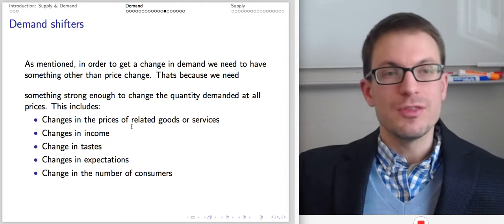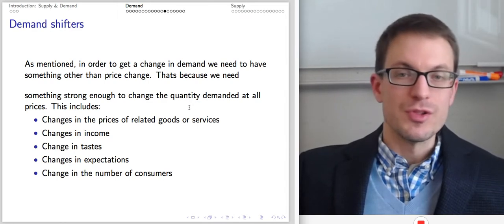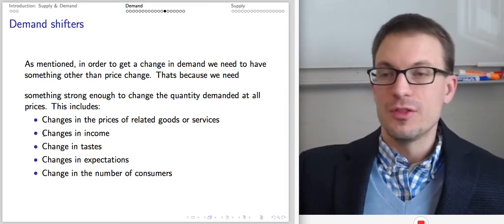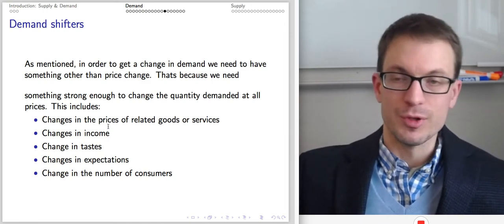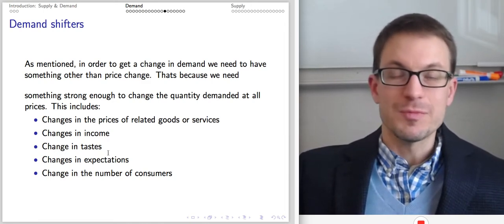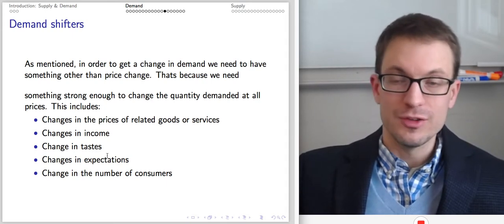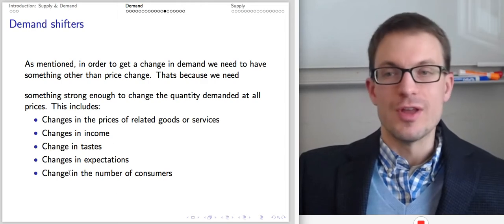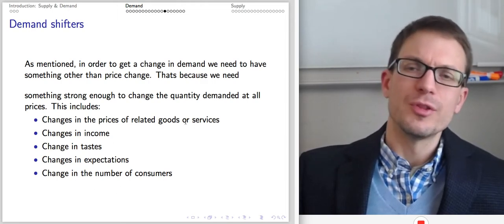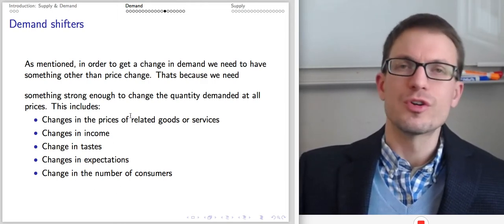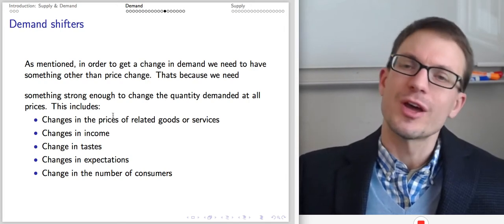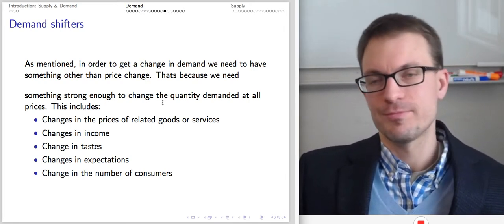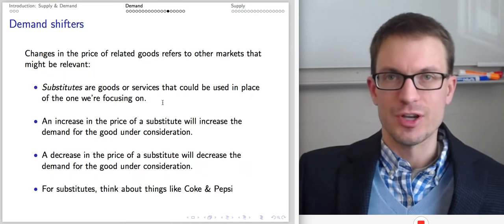So this is going to be things like a change in the price of related goods or services. This could be a change in consumer income. This could be a change in consumer tastes or beliefs. This could be a change in expectations about future prices. This could be a change in the number of consumers. All these things do not involve price, except for this one. But this does not involve the price of the good we're considering. This is the price of some other related good that's changed. So let me talk about this logic.